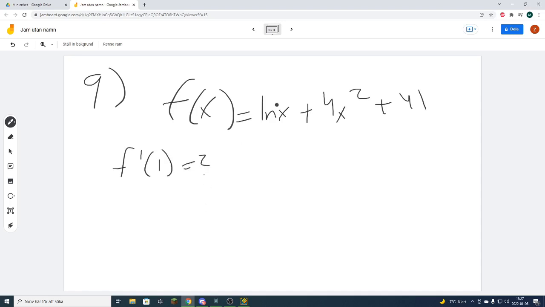So first of all, we have to differentiate this function. We need to find f prime of x, and then we can plug in 1. So f prime of x. Now let's just use our derivative rules.